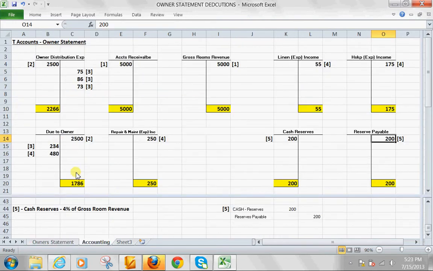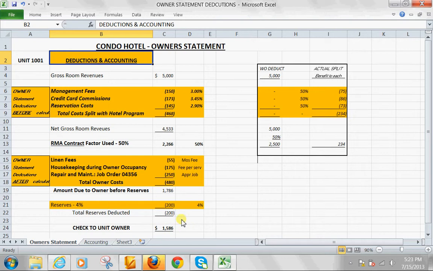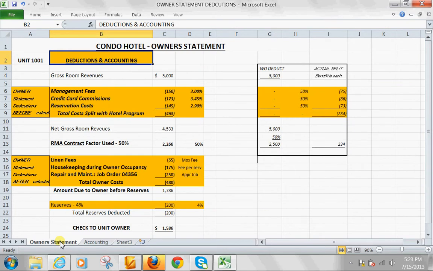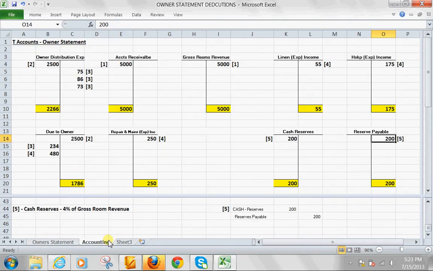You can see that the amount due to the owner, or that check that will be cut to the owner, is $1,786, which is at the bottom of the statement here, and that is before reserves are taken. Okay, and then you can see that we have the rest is $5,000 of gross room revenues, $5,000 of receivables, and you can see everything else that went on as we have discussed. So owner statements can be a little confusing. In some circumstances, accounting departments do not even account for the deductions that are taken right after gross room revenues and before the multiplier is applied, but you can account for them if your CPA firm requires you to do so, and this is the way to do that.